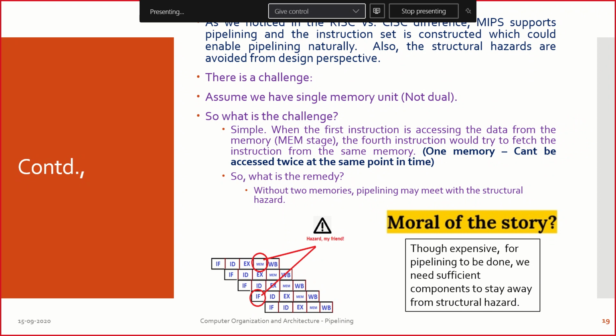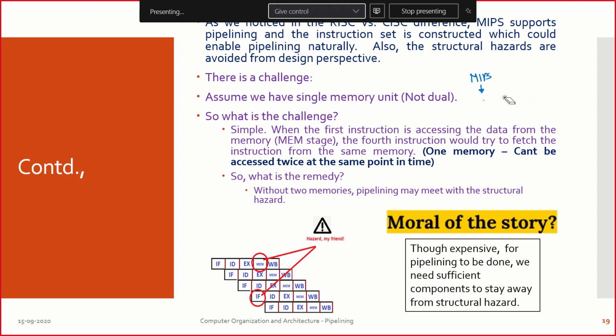MIPS naturally supports pipelining, and the instruction set is constructed in such a way that it enables and supports pipelining. Listen to this point carefully. MIPS is a RISC architecture where MIPS naturally supports the pipelining concept, and this is enabled through the instruction set construction itself. So they have taken extreme care to make sure that the stages are constructed properly, curated properly, so that pipelining can be enabled.